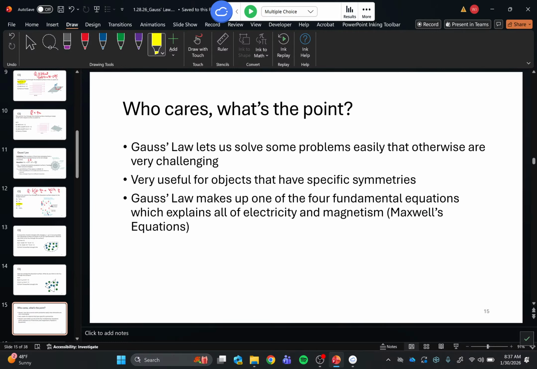Okay, so what's the point of Gauss's law? I've kind of built up Gauss's law. We've done flux in a conceptual way. We've done charge enclosed in a conceptual way. I've shown you the math. What's the point of all this? Why are we doing this? It lets us find electric field. That's the point.